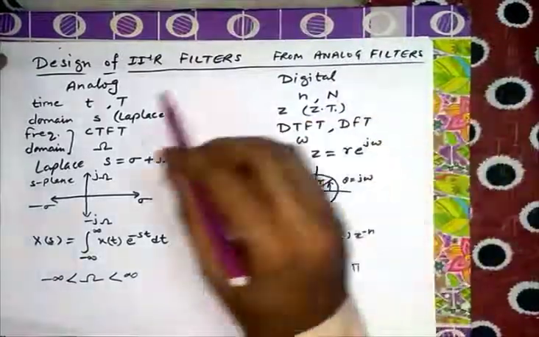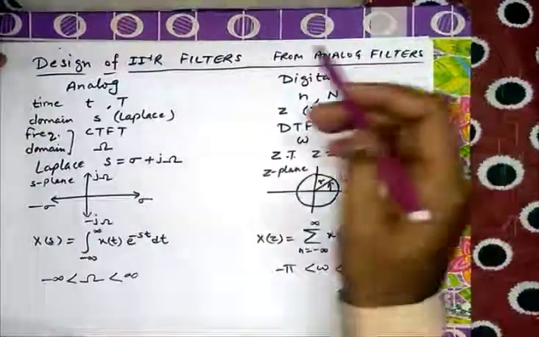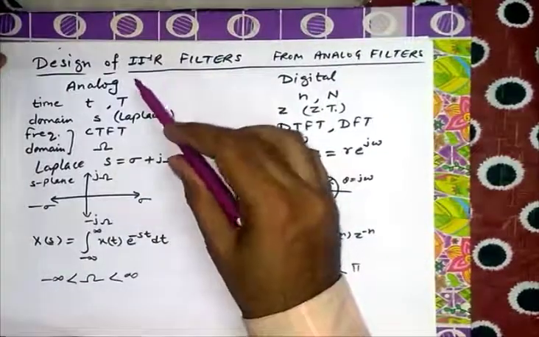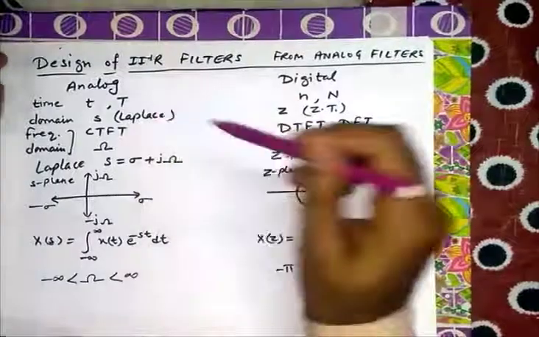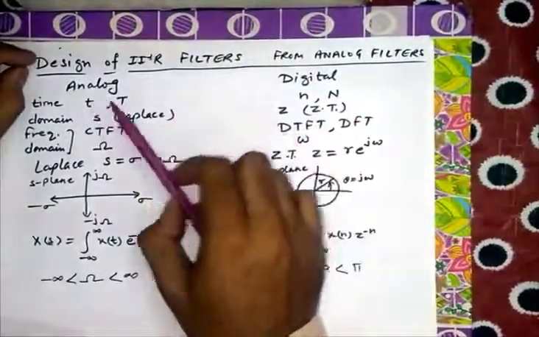Welcome to Engineering Knowledge. Today we will discuss design of IIR filters from analog filters. IIR filters are infinite impulse response filters. These are digital filters. First of all, we will see the difference between analog and digital domains.